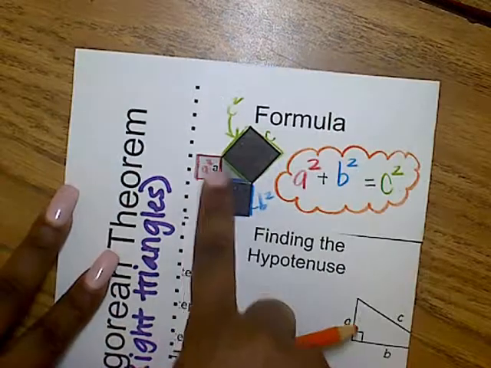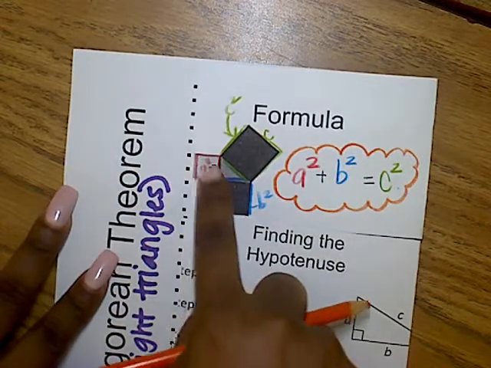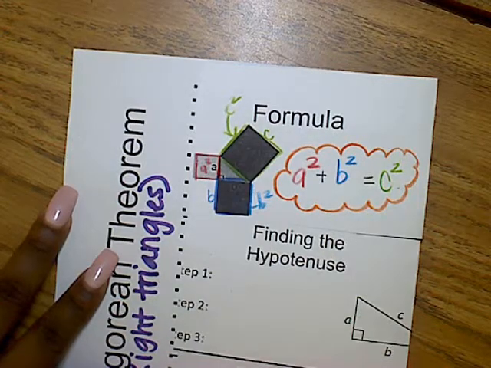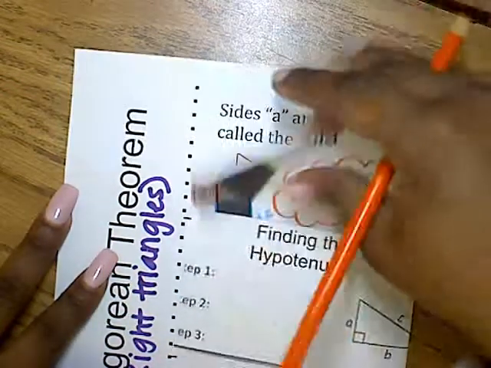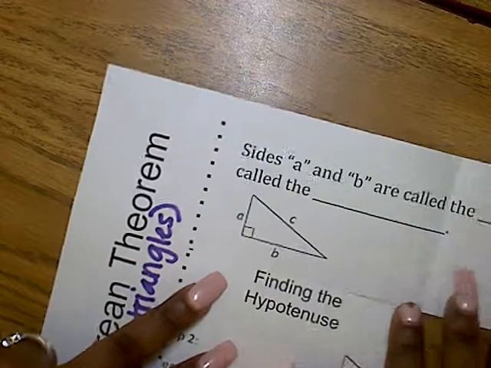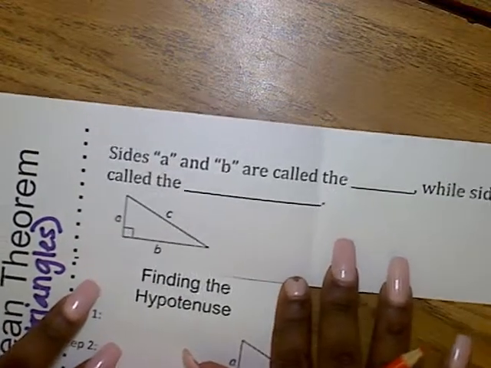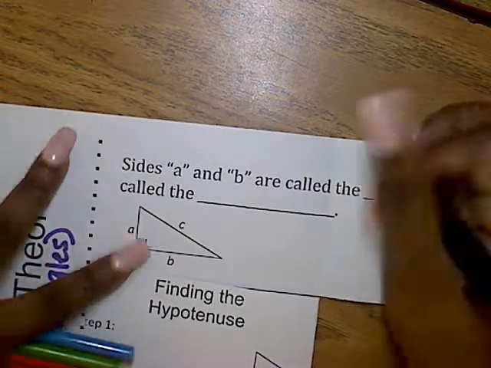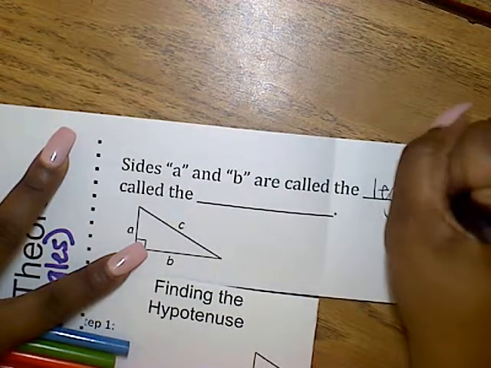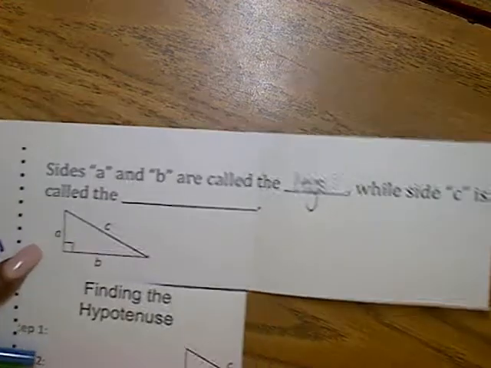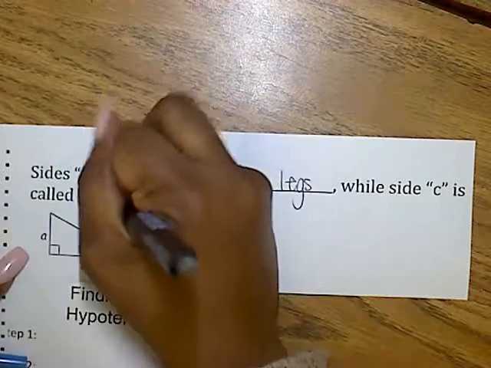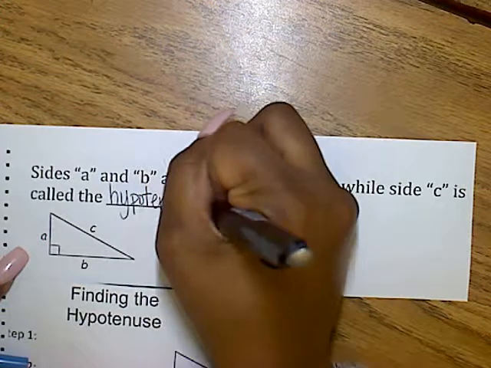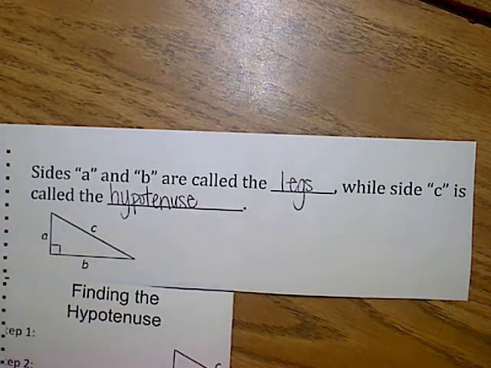And again, it just says that when you square the smallest sides, they will equal the square of the largest side. So if we open this up, these all have names, so we want to make sure we understand the names. So sides A and B are called the legs. So these are the legs of your right triangle, while side C is called the hypotenuse. That is a real word, hypotenuse, okay?